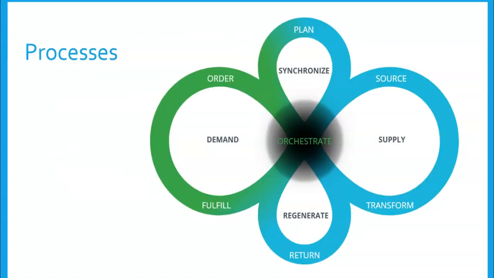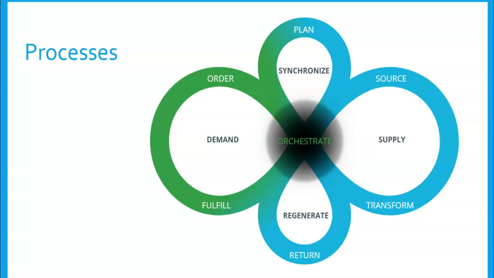The processes that the SCOR model focuses on are orchestrate, plan, order, source, transform, fulfill, and return. Noticing that some of these are part of synchronizing your supply chain, meeting customer demand, supplying your supply chain, and then regenerating your supply chain. Orchestrate is the activities associated with the integration, synchronization, and enablement of supply chain strategies. This moves into our planning activities.